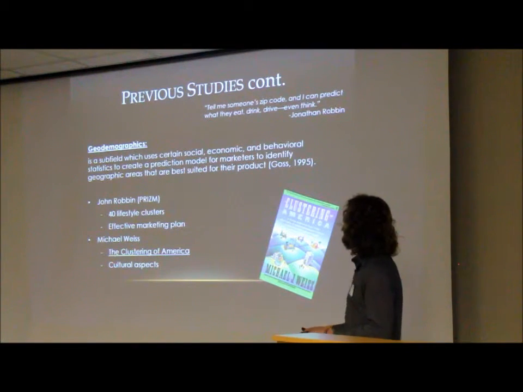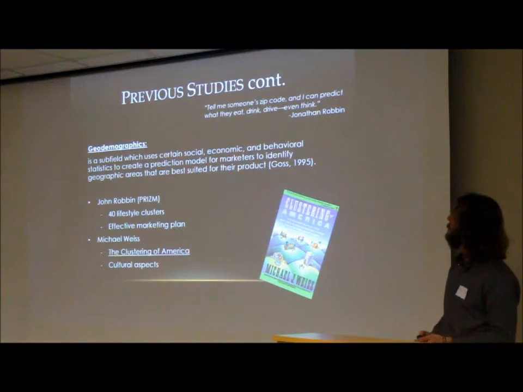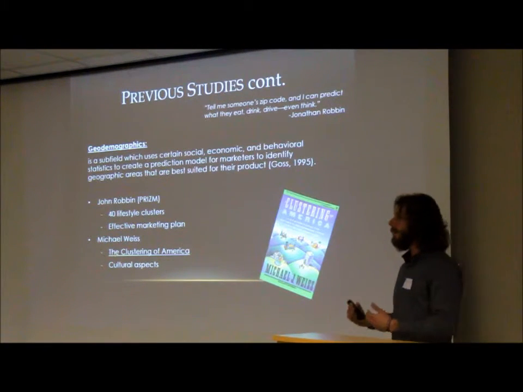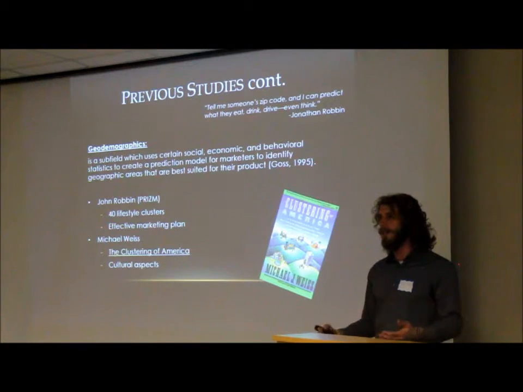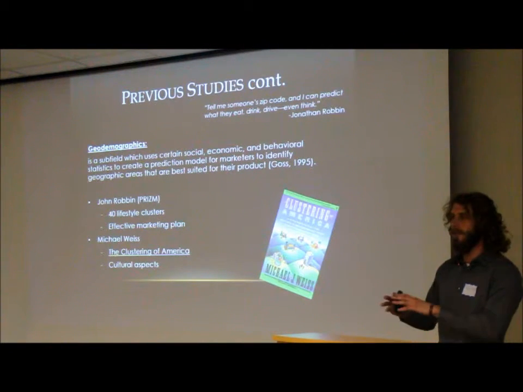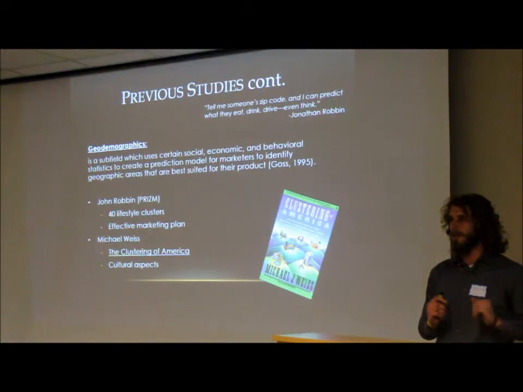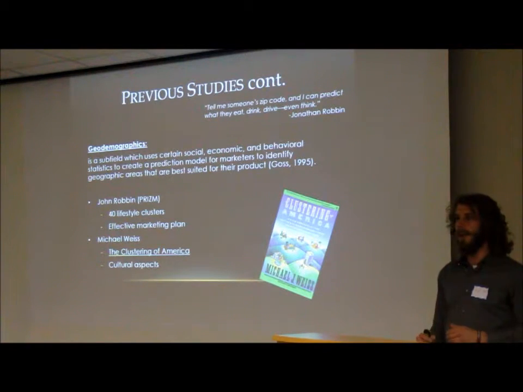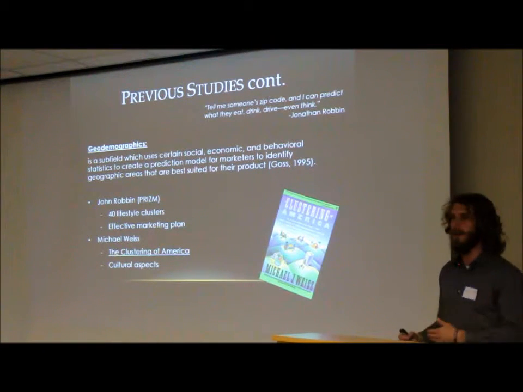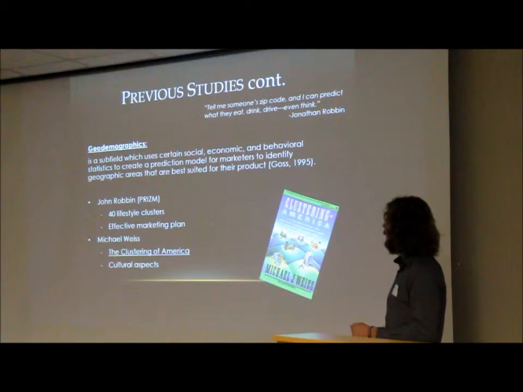There's a quote up here that he listed. It says, "Tell me someone's zip code and I can predict what they eat, drink, drive, even think." His thought was that if you can better understand a community, you can better understand the people within the community and their behaviors. If you understand the characteristics of a community, you can make a prediction on how those people will act. He used it for marketing: what the people will buy, what products will sell well in that area.